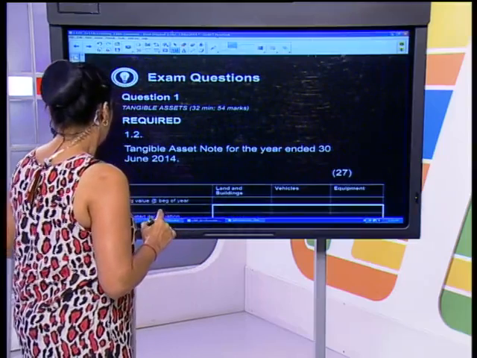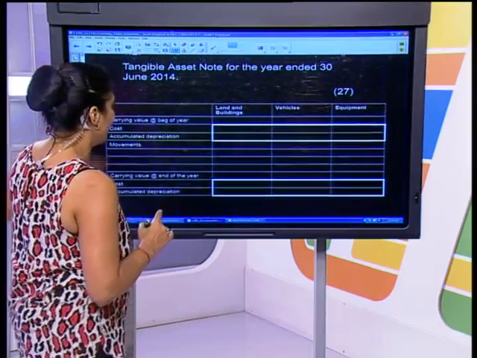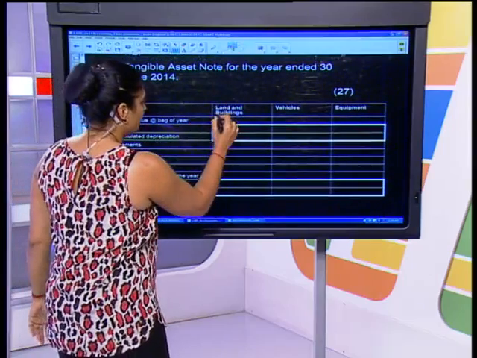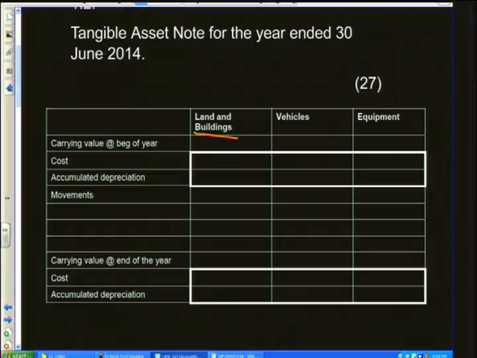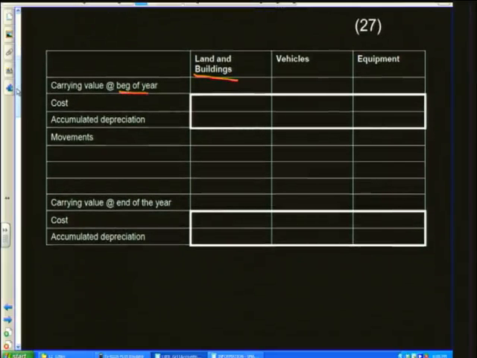So in this particular question, I've decided that I'm going to start with my tangible asset note, and I'm going to focus on land and buildings. Now remember, guys, in this note, what do we disclose? We look at what happens at the beginning of the year. We then focus on movements. Movement simply means what happened during the year. And then finally, the last part of this note focuses on what has happened to your tangible assets at the end of the year.